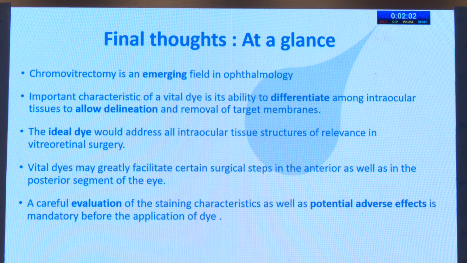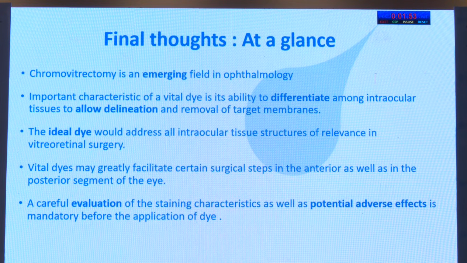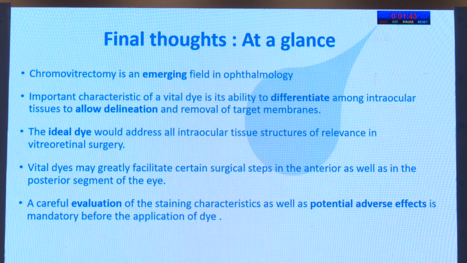So these are the final thoughts. Chromovitrectomy is an emerging field in ophthalmology. An important characteristic of a vital dye is the ability to differentiate among the intraocular tissues, allowing delineation and removal of target membranes. An ideal dye should address the intraocular tissues of relevance in VRS surgeries. Vital dyes may greatly facilitate certain surgical steps in the anterior as well as the posterior segment of the eye. So we should carefully evaluate the staining characteristics as well as the adverse drug effects related to the dye.